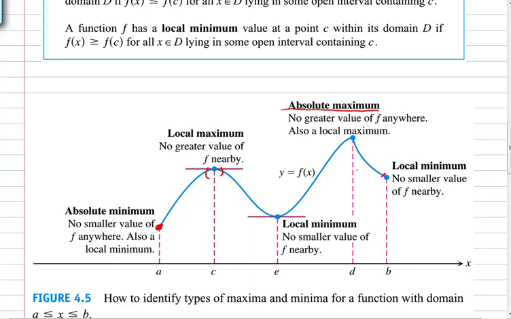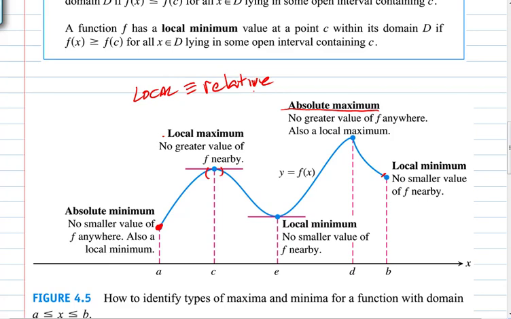Another word for local is relative. You may hear this called relative max or min. Local is synonymous with relative, depending on what author you use in your subsequent classes. And it's important that we are able to find both of these things.